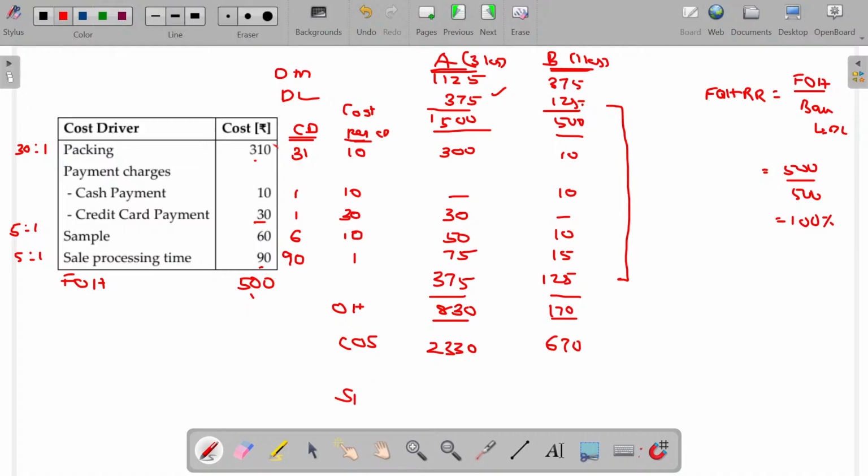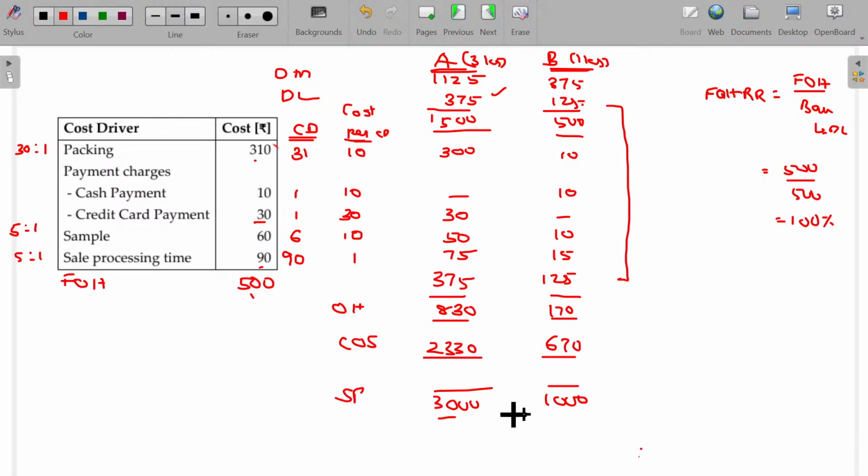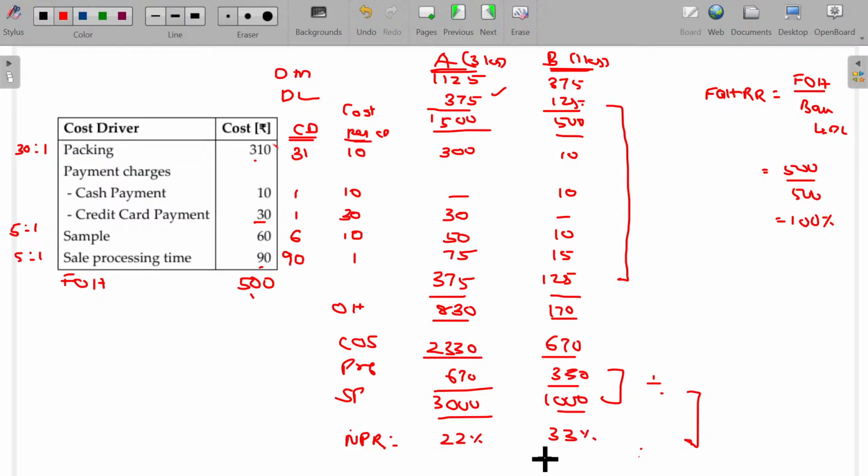As per the traditional sales price, we charge 1000 rupees per kg. For A, 3000. For B, 1000 rupees. Then identify the profit component here. The profit component in this case being 670 here, 330. Now find out the GP percentage, the profit percentage, net profit ratio. 670 by 3000, 22%, and B gets almost 33%.